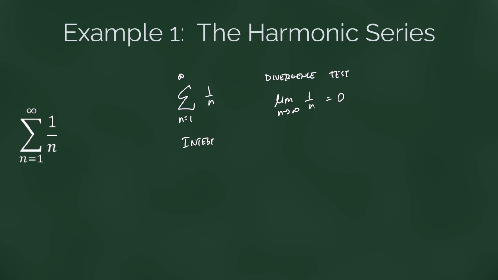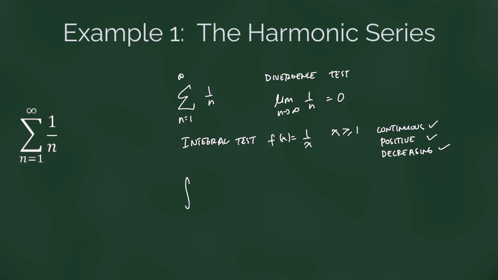So our function here is going to be the function f of x equals 1 over x. And we know that for x greater than or equal to 1, this is continuous. It is positive. And it is decreasing. As x gets larger, 1 over x necessarily gets smaller. Therefore, we've satisfied the three conditions in which the integral test is a valid test to use. So we're going to explore the integral from 1 to infinity of 1 over x dx.